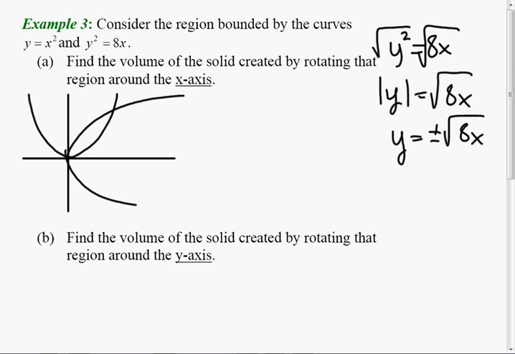Where's the intersecting region? Want me to put your phone away?